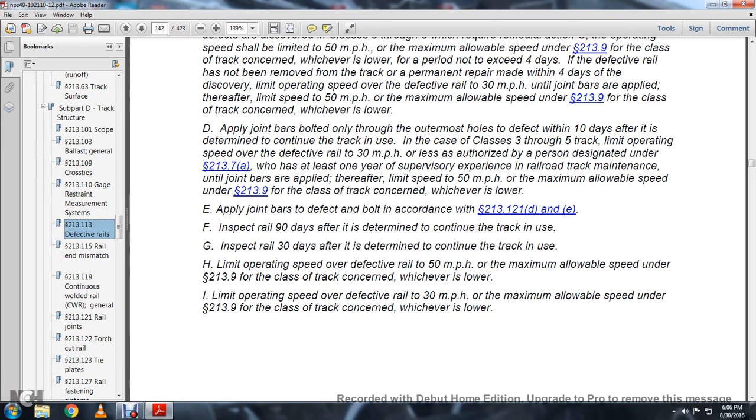F. Inspect the rail within 90 days after it is determined to continue the track in use. G. Inspect the rail within 30 days after it is determined to continue the track in use. H. Limit operating speed over the defective rail to 50 miles an hour or the maximum allowable speed under 213.9 for the class of track concerned, whichever is lower. Limit operating speed over the defective rail to 30 miles an hour or the maximum allowable speed under 213.9 for the class of track concerned, whichever is lower.